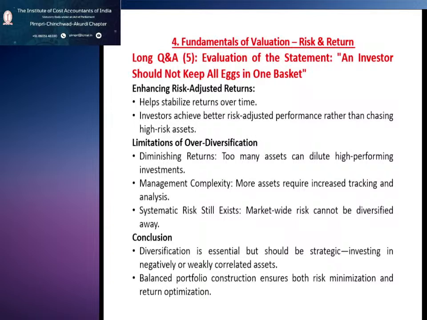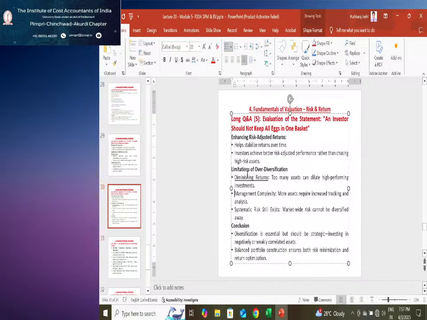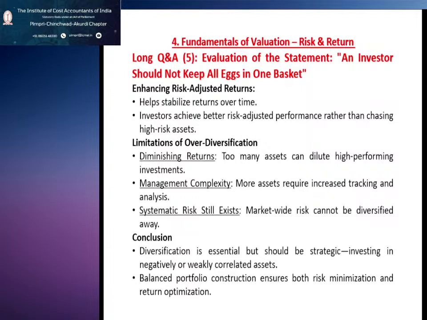Limitations of over diversification are of course there. Diminishing returns: too many assets can dilute high performing assets. Over diversification is also at times risky and harmful, and hence there should always be a balancing act in diversification. It's an art. Management complexity: more assets require increased tracking and analysis. And systematic risk still exists. Irrespective of how strongly diversification or over diversification is done, the systematic risk will always exist. That is, the market wide risk cannot be diversified at all.